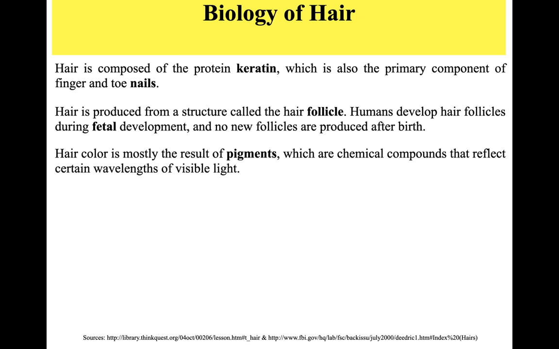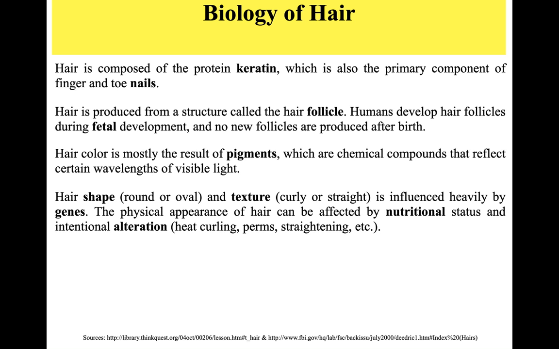Hair color is mostly the result of pigments, which are just chemical compounds that will reflect certain wavelengths of visible light that people will observe as a color. And hair has a shape. It can be round or oval, and a texture. It can be curly or straight. And this is influenced heavily by your genes.